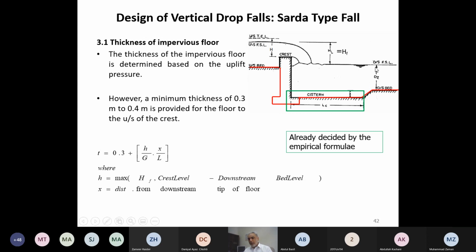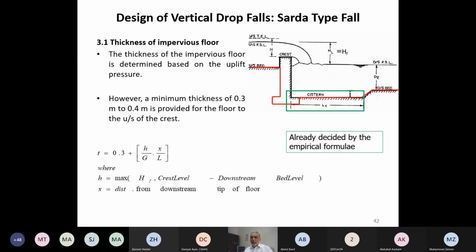On the downstream side, because the water standing over here is not the same as the uplift pressure over here, we need to provide a thickened slab so that the uplift pressure can be taken care of by the weight of the floor. Same concept you have utilized in barrages.